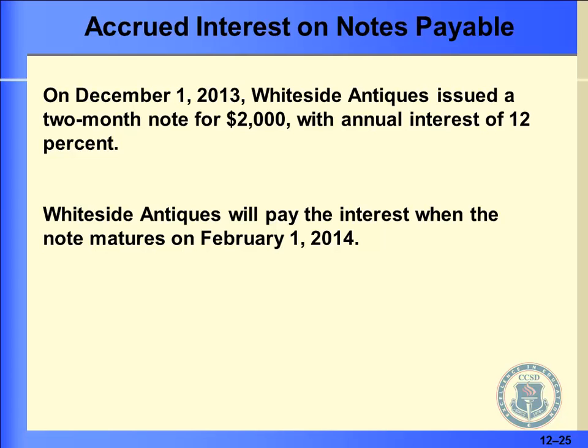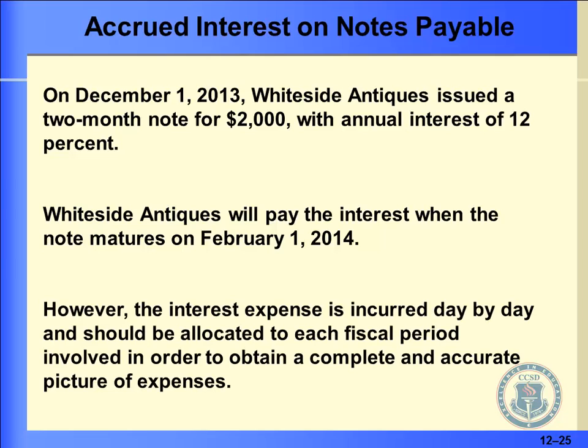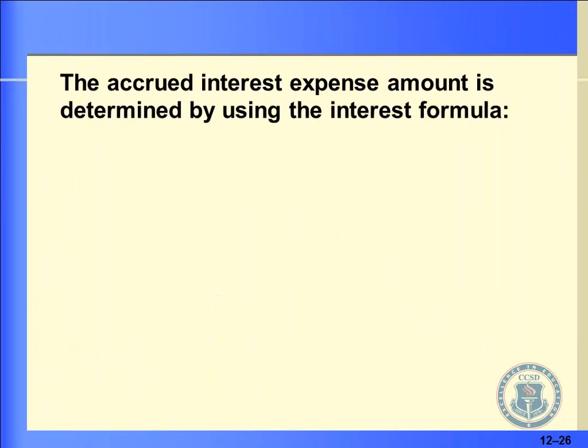But on December 31st, see here, the interest is accrued day by day and should be allocated to each fiscal period. So we want to make sure at the end of the month of December, we give the year 2013 the amount of interest that it had accrued, and we also give December that amount so we can see how much was issued there.